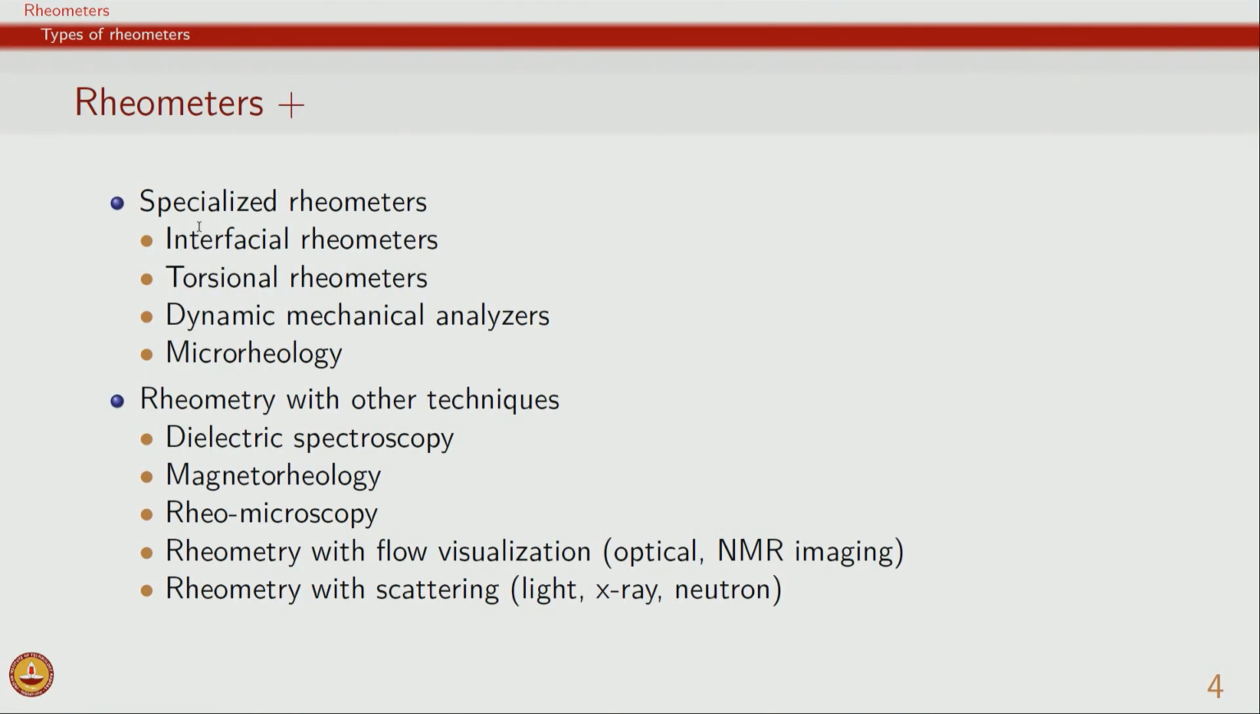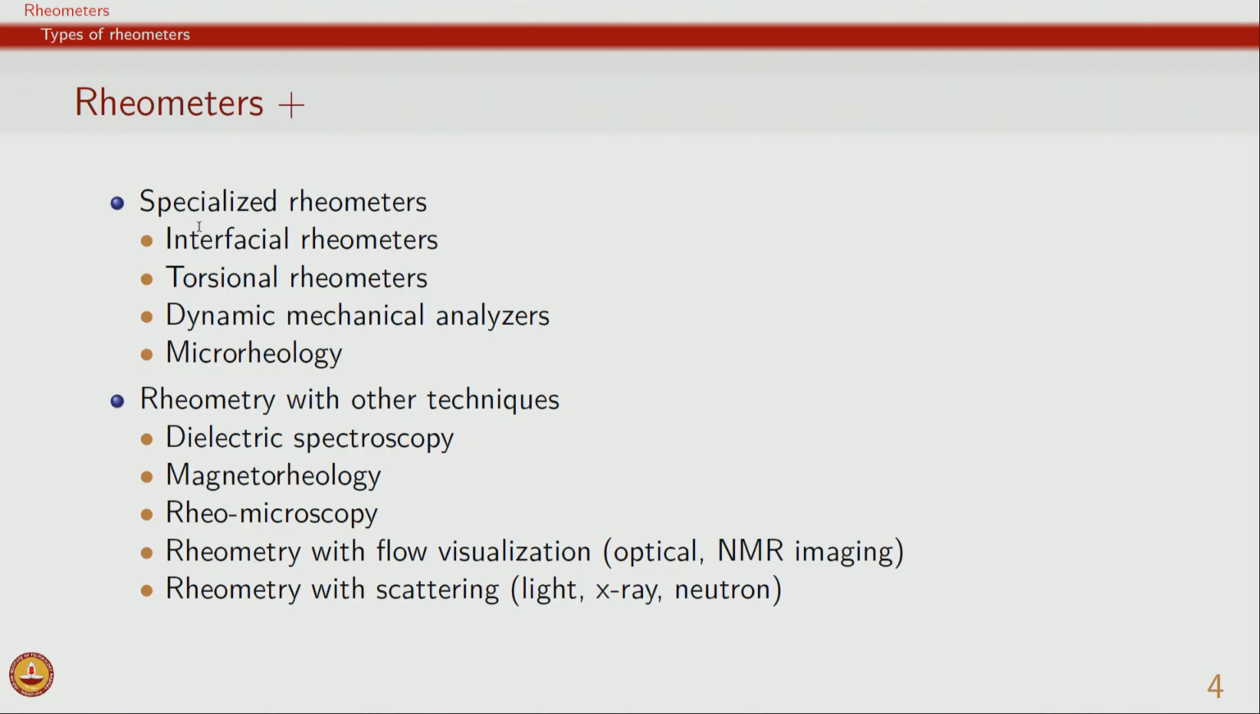Similar measurements could be done based on NMR or any other spectroscopic measurement, which is related to how molecules are moving at the molecular scale, and based on that you can try to measure the velocity. So, there are several such techniques available to capture the velocity of the material, and all of this is called flow visualization.